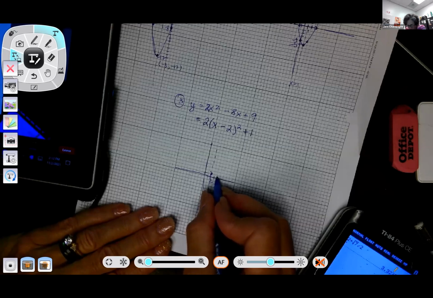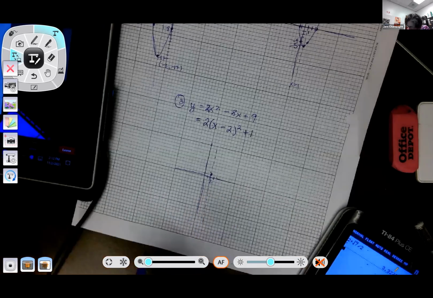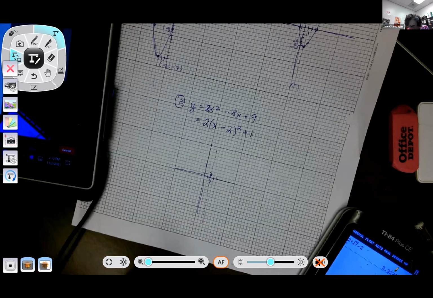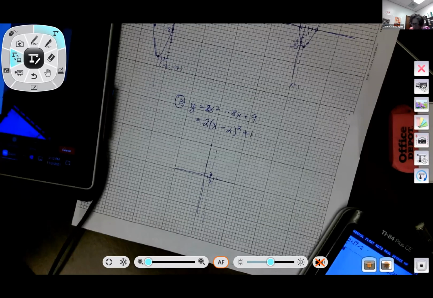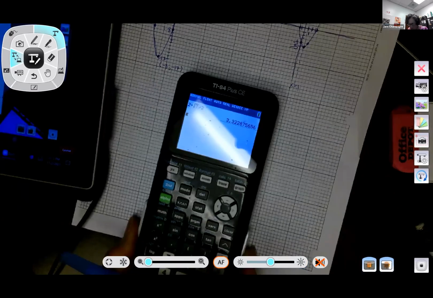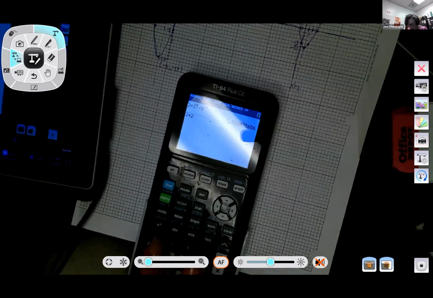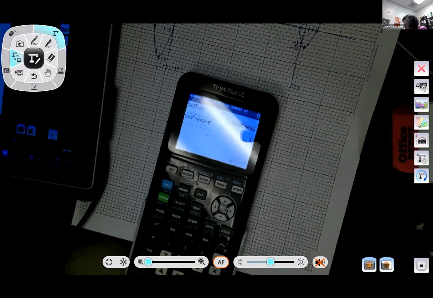What happened? We used the quadratic formula. B squared was 64. Well, it definitely came out real. Vertex was positive 2. We plugged in 2 to the equation. 2 times 2 squared minus 8 times 2 plus 9. And we got 1.